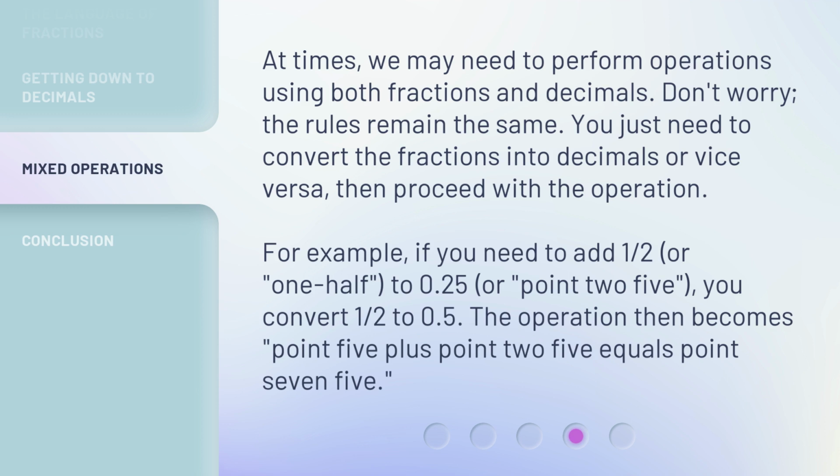For example, if you need to add one half, or 1/2, to 0.25, or zero point two five, you convert 1/2 to 0.5. The operation then becomes 0.5 plus 0.25 equals 0.75.